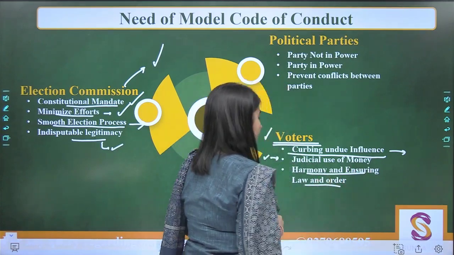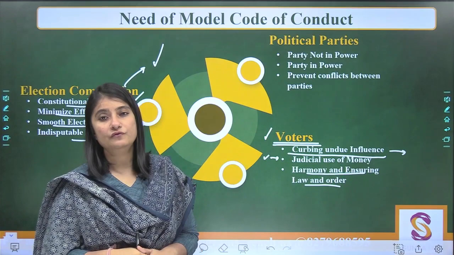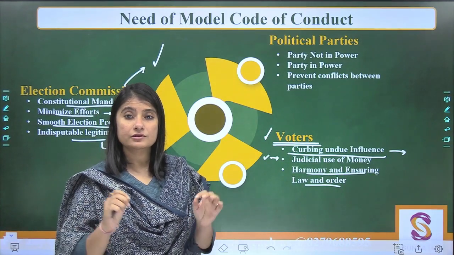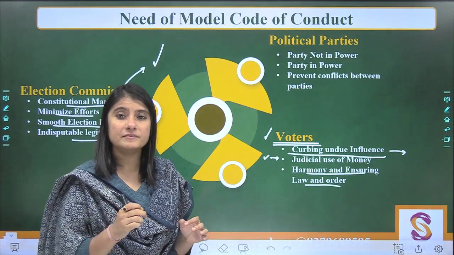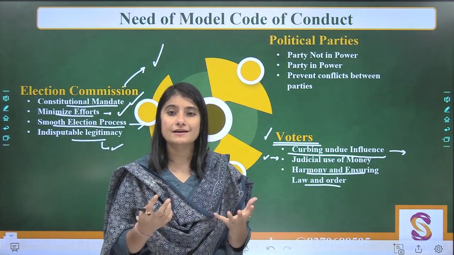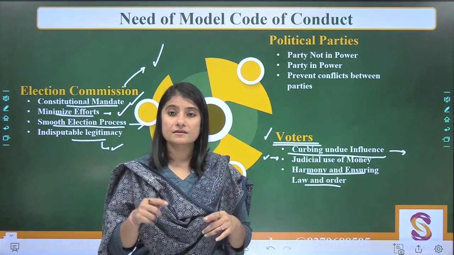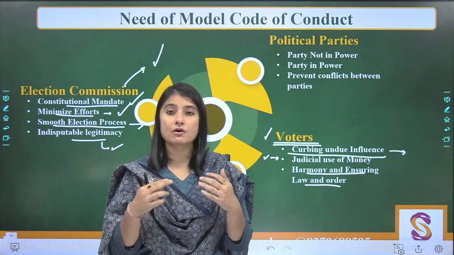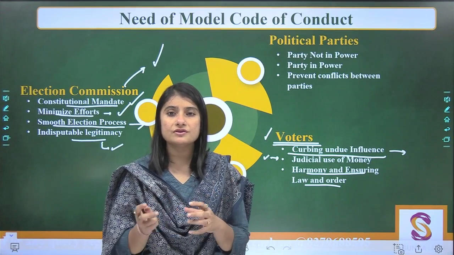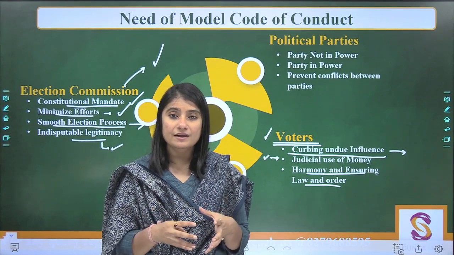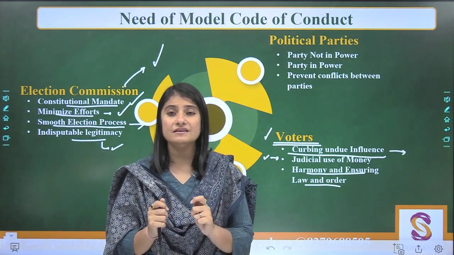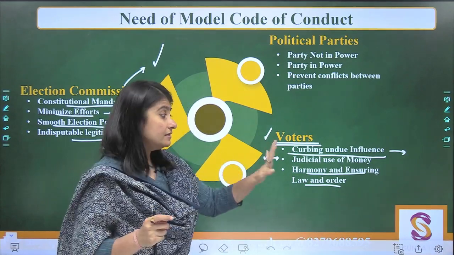Ensuring harmony, law and order. Now a few points in your model code of conduct. They also say that in the meetings or in the propaganda for getting votes, the leaders of a political party are not allowed to give speeches or produce written or digital material which will increase conflict between two groups, be it communal, be it regional, be it religious. It is not allowed.